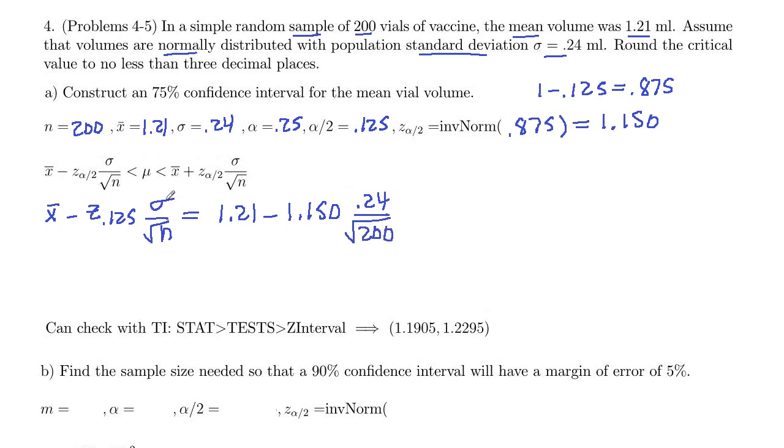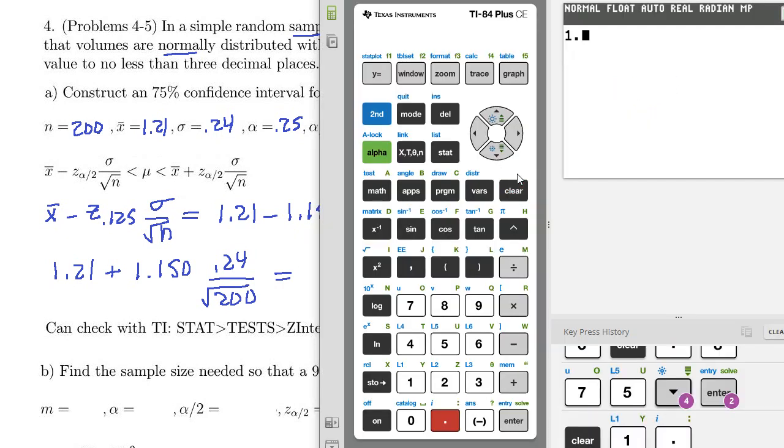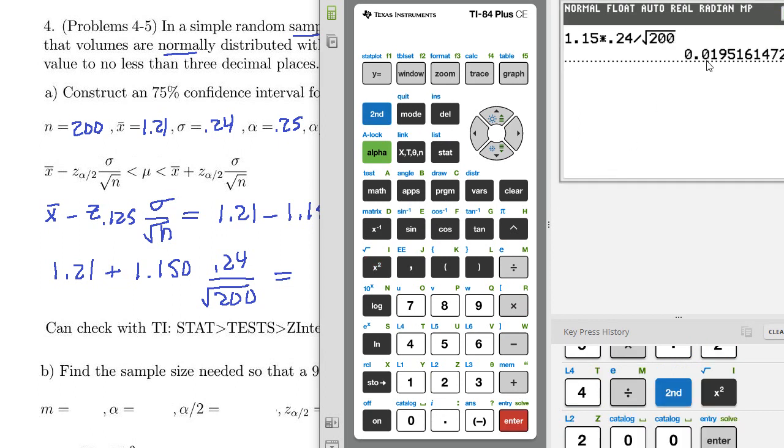And then for the upper limit, same thing but with a plus sign. So 1.21 plus 1.150, 0.24 over root 200. So let's go ahead and use the calculator. First, find our margin of error. So this will be 1.15 times 0.24 divided by square root 200. So 0.0195. If we're using 3 decimal places, it'd be 0.020.